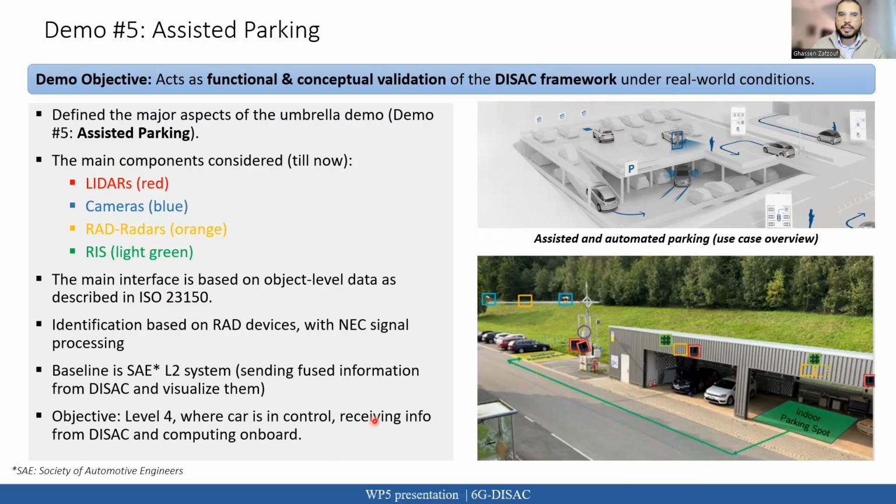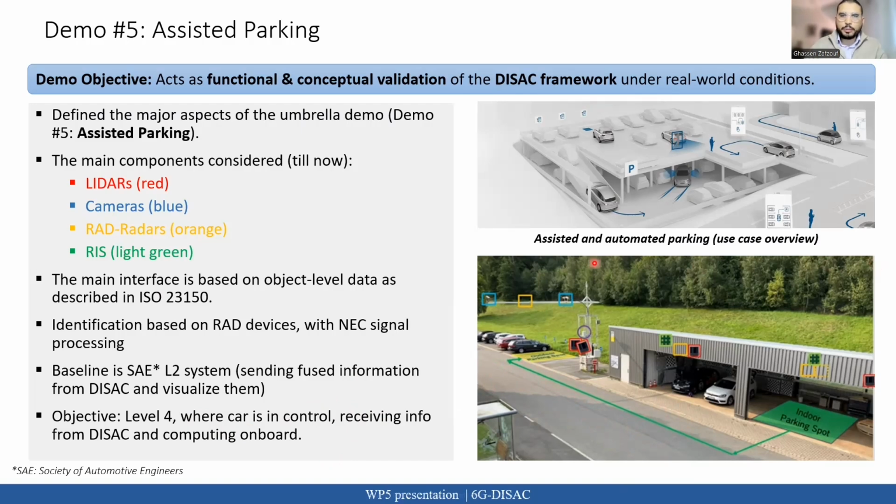Our aim, however, is to move from this level 2 system, meaning that we send only information to the vehicle, to the case where the car is in control. That means the car receives information from the infrastructure, but then computes a trajectory and takes a decision, which brings us closer to a fully autonomous system.